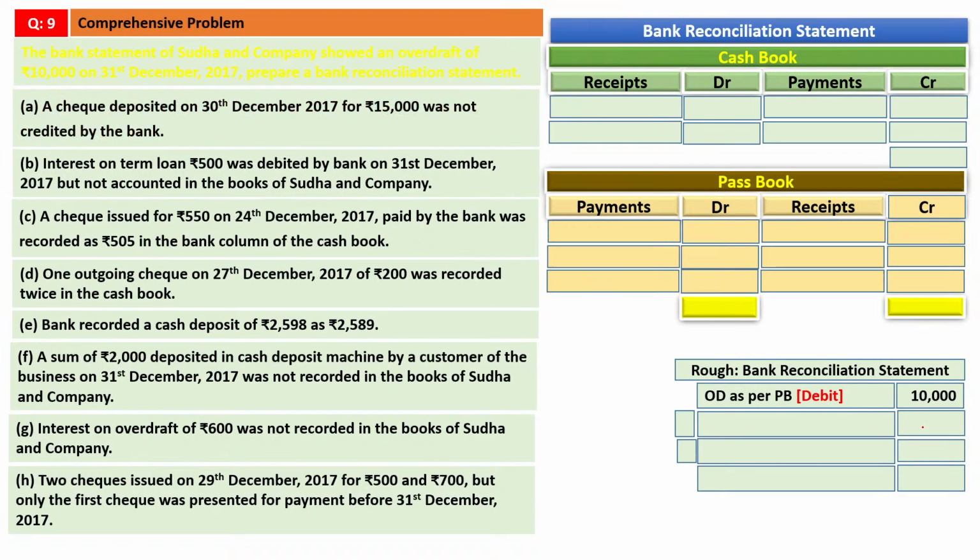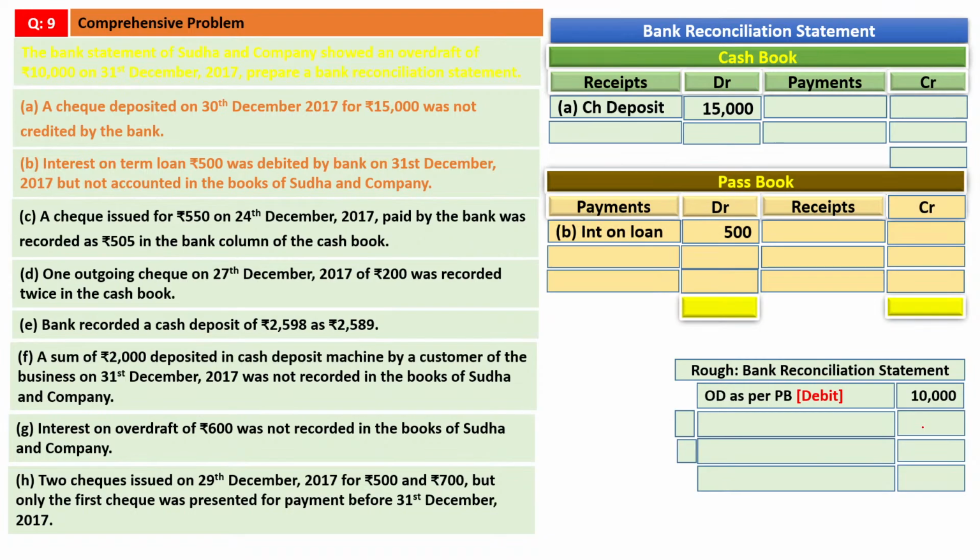Point number one: a check deposited on 30th December 2017 for 15 was not credited by the banker. So I have posted in my cash book in the receipt side, but there is no corresponding record in the passbook. Interest on term loan rupees 500 was debited by the banker on 31st December, but not accounted in the books of Sudha and Company. We might have borrowed some loan for that, interest is debited by the banker, but there is no corresponding record in our cash book.